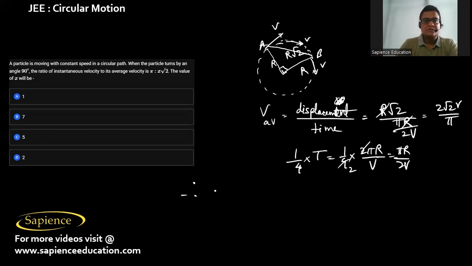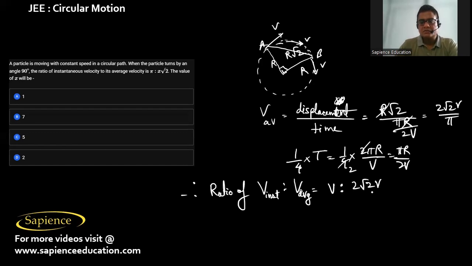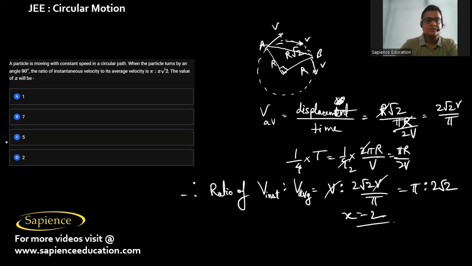So now therefore the ratio of the instantaneous velocity to the average velocity will be equal to v divided by 2 root 2 v by pi. So v and v will cancel. This will come pi is to 2 root 2. So it means x will be equal to 2. So option D is the correct answer.